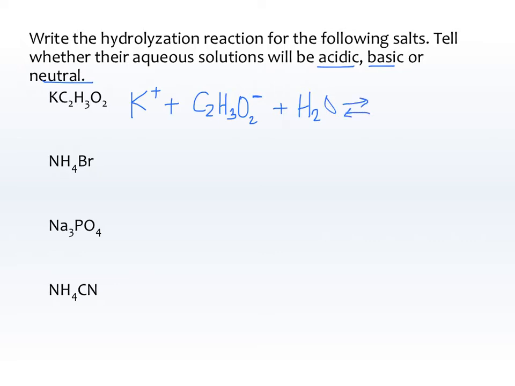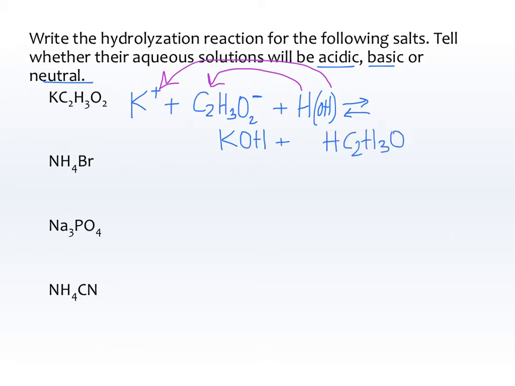And so what I see is that water, and actually I'm going to make water a little bit differently than H2O. Just for now, I'm going to call water HOH. So hopefully you see that the OH will probably go with the K, and the H will probably go with the acetate ion, so that we'll end up with KOH and HC2H3O2.